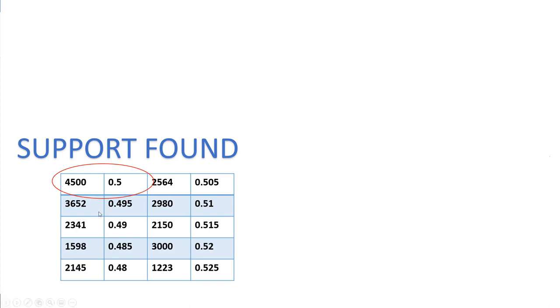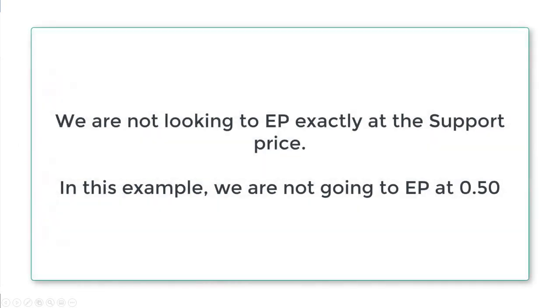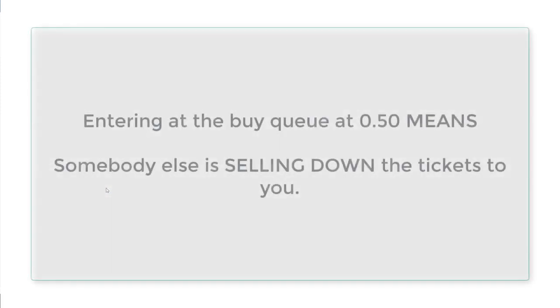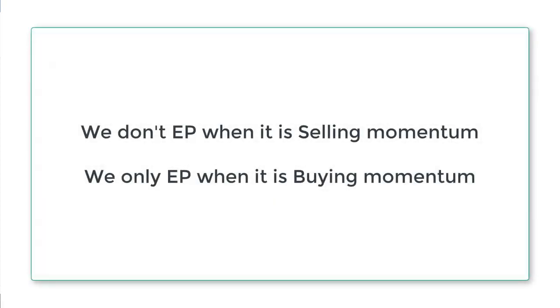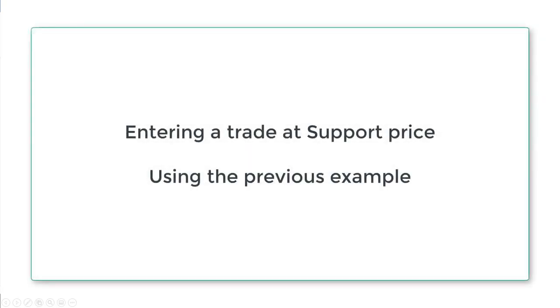Again, let's use this particular case study here. I would like to just say first, 50 cents, although it's a support price, it is not where we want to EP. Why? Because if you EP at 50 cents and somehow get the tickets, it means that someone is selling down at 50 cents in the first place. Someone selling down to you also means that the momentum is now selling, and with our principles, we do not want to get into a selling momentum as we have discussed in the first video. What we want is a buying momentum. So how do we EP, enter?